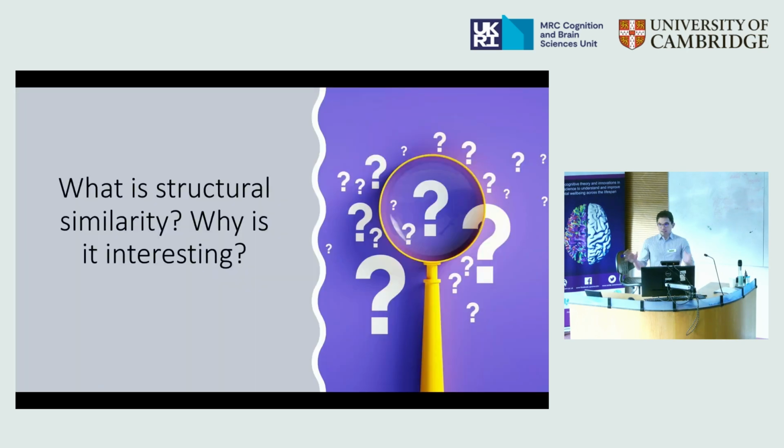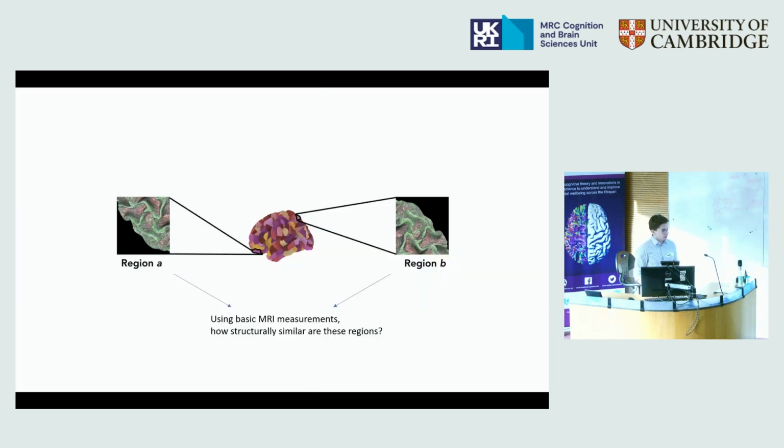So before digging into the weeds, I think it's important to just step back and ask the basic question: what is structural similarity and why is this something that we might be interested in? Fundamentally, structural similarity is a very simple concept. If we have a reconstruction of a brain from, say, a standard T1 weighted MRI image, I'm interested in asking the question, if you've parcellated your brain and you have two regions, how structurally similar are these regions, just using the data that we have available?